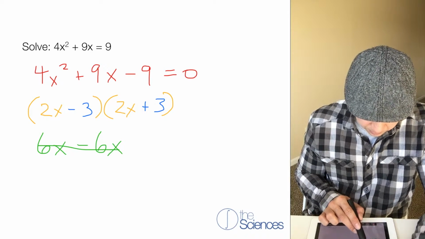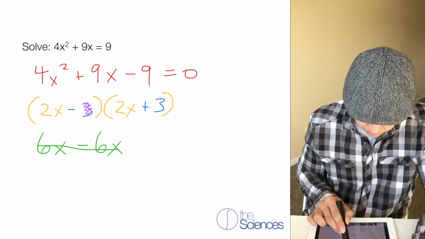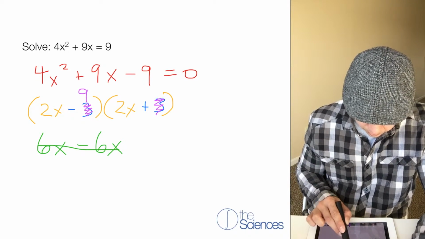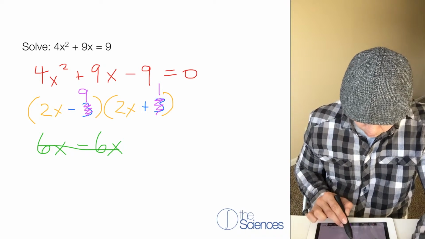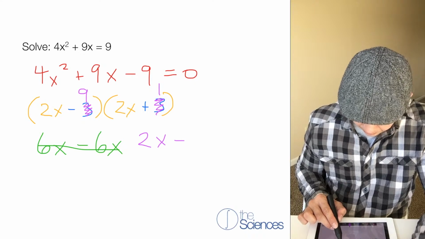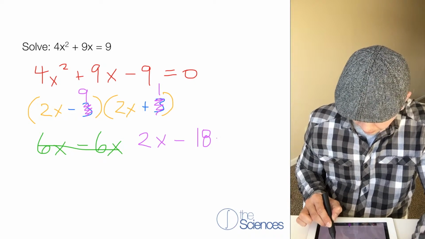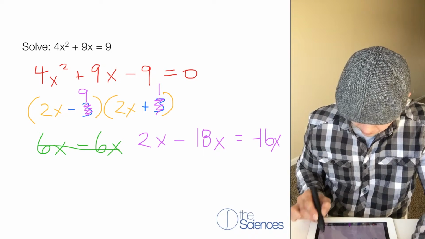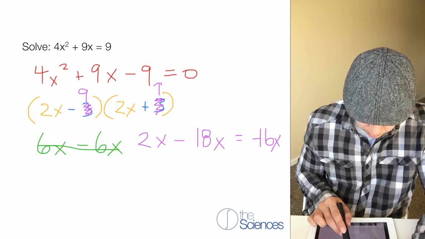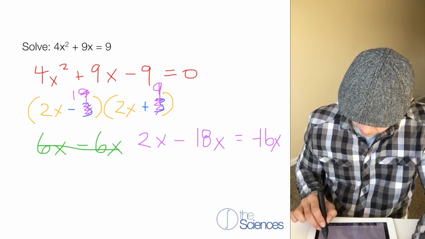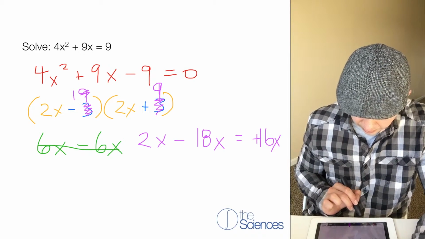Now we can try 9 and 1. So now we get 2x minus 18x equals negative 16x. Well, that doesn't work. Now if we have a 9 here and a 1 here, well, that would just give us a positive 16x.